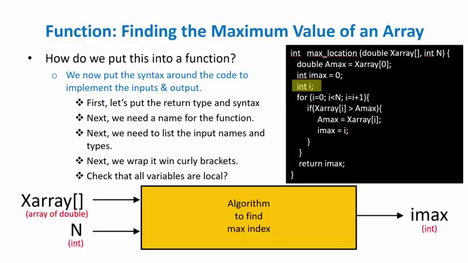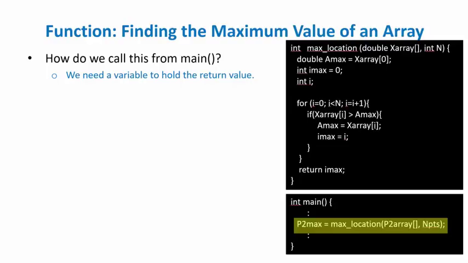The last step we need to do, though, is call it. So how in the world are we going to call this? We go into our main program. All we do is say max location, we pass in the P2 array, and we actually don't even need the square brackets here. You pass in the P2 array, and you pass in the size, which is n points, and then you assign it to some variable. So we have to have a variable somewhere, like P2 max, for example, to hold the returned value. Okay, so this feels pretty good.